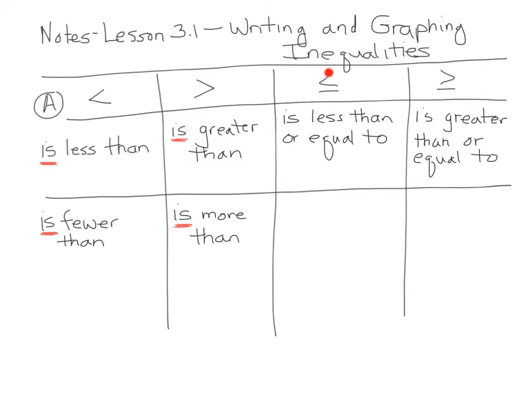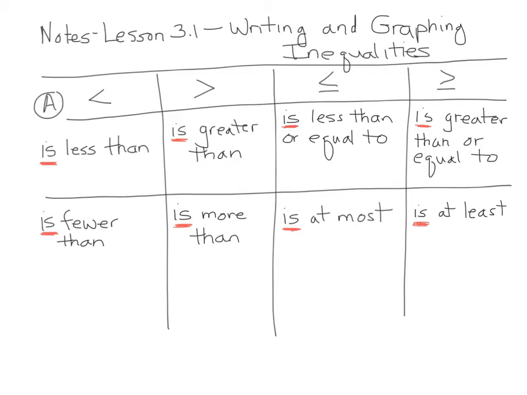The third one not only could be translated as is less than or equal to, it can also be translated as is at most. So that's the most, the highest it could be. And the last one, instead of being is greater than or equal to, you could say is at least. And guess what? Is important on all of them.